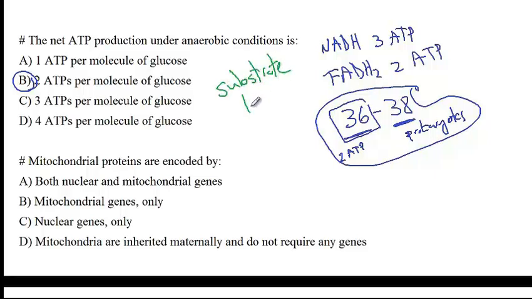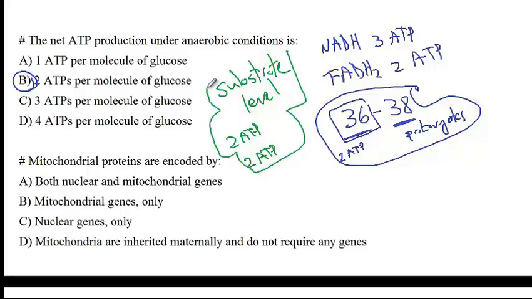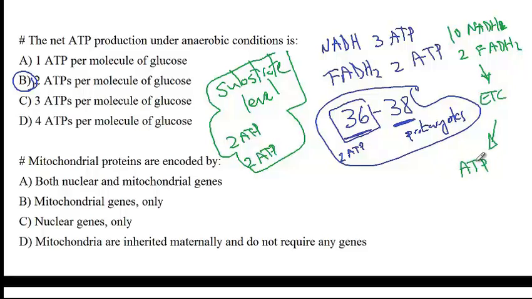Substrate level phosphorylation. So we had 2 ATP that were produced during glycolysis, and then another 2 ATP that were produced in the citric acid cycle. So a total of 4 ATP are being produced by substrate level phosphorylation. The rest, 10 NADH and 2 FADH2, once they go through the electron transport chain, all the adenosine triphosphate that they produce is through oxidative phosphorylation. Alright, so that was for the first question.